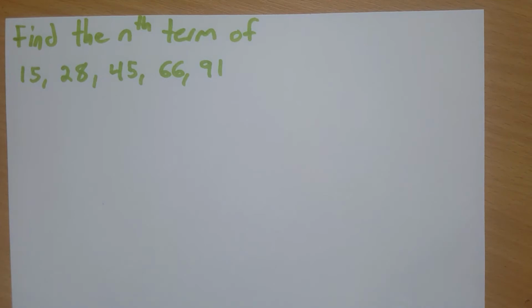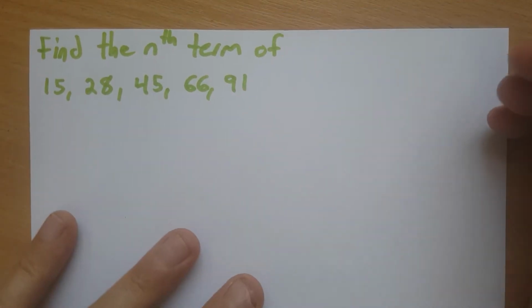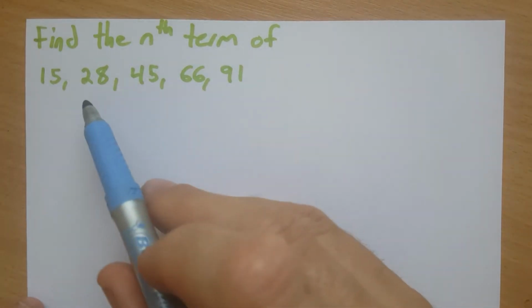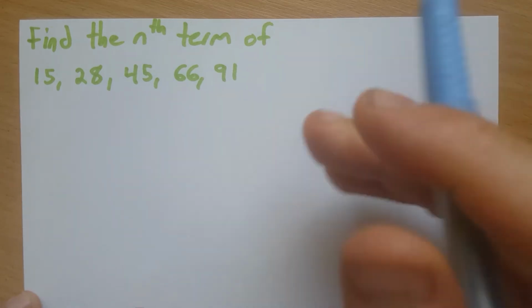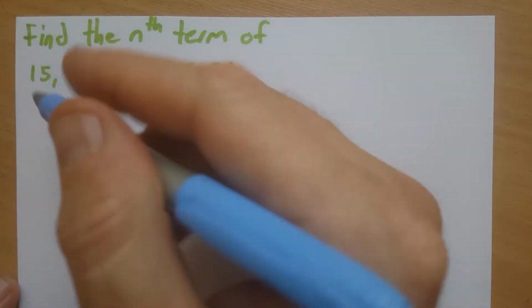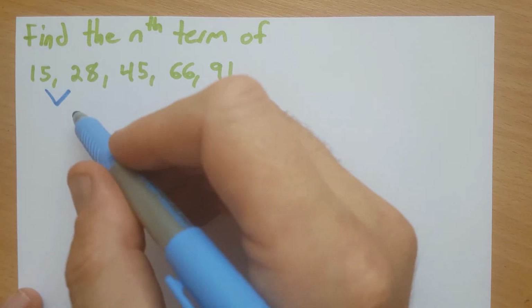This is going to be a quadratic sequence, okay? And I'll do this in blue. I'll do the linear in red and the quadratic in blue. Find the nth term of 15, 28, 45, 66, 91. The first step is the same exact thing as linear, so find the first difference.